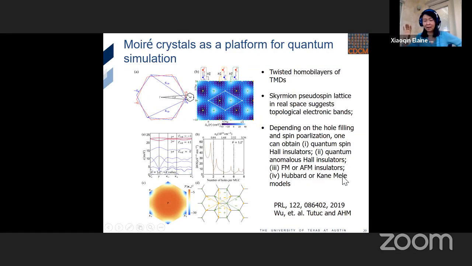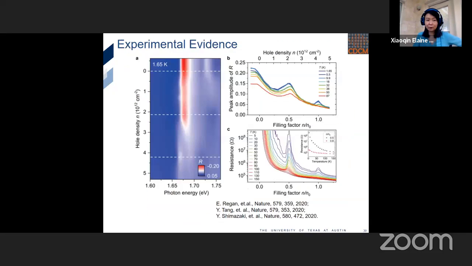And I should say a lot of the early discoveries of superconductivity or insulating states were made in graphene, but these TMD-based Moiré crystals are a better analogy for quantum simulation because the bands are simpler and it's easy to draw an analogy to these model Hamiltonians. And there is already early experimental evidence that supports this picture of doing quantum simulation with these Moiré crystals.